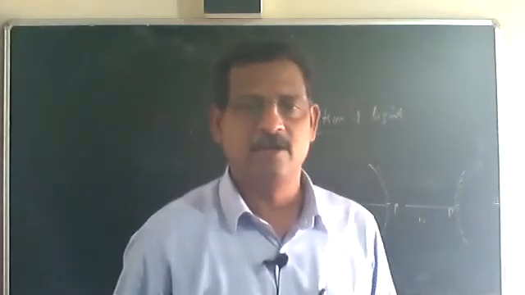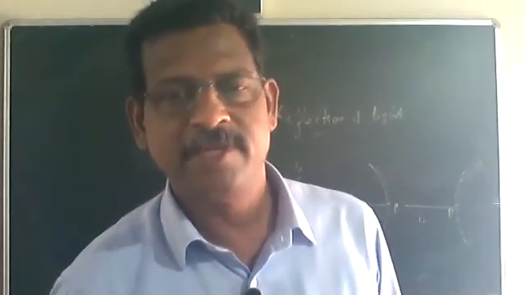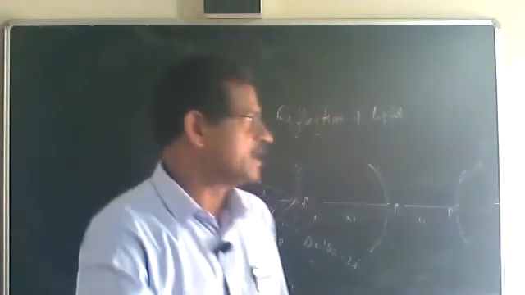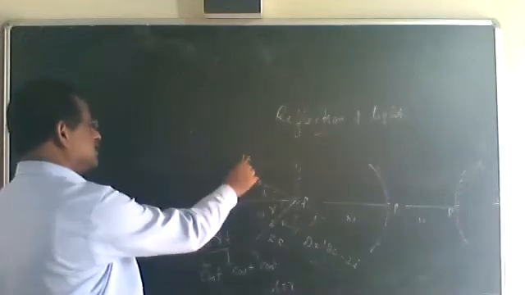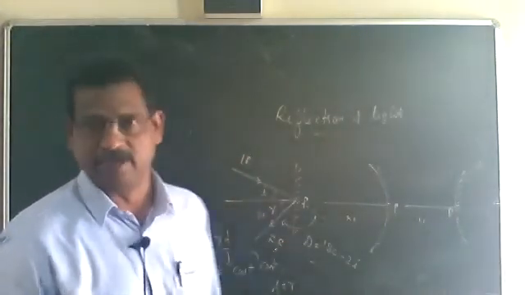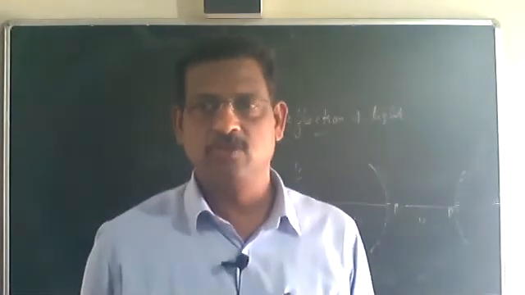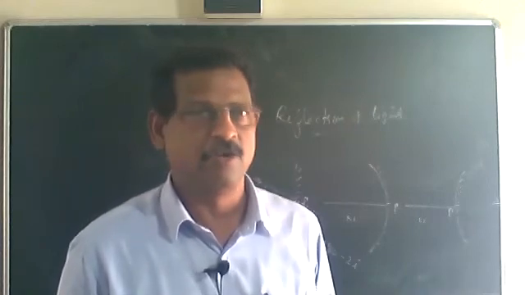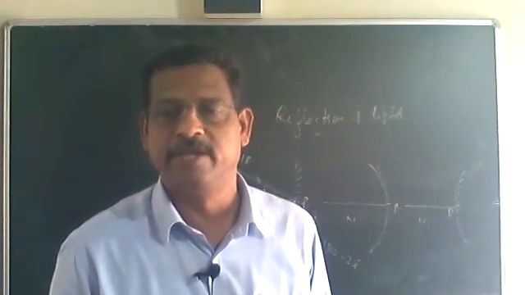The reflected ray undergoes a deviation, deviating this much and coming back to the same medium. And the incident ray, normal and reflected ray all lie in the same plane. So these are the two laws of reflection: angle of incidence equals angle of reflection, and the incident ray, normal and reflected ray all lie in the same plane.